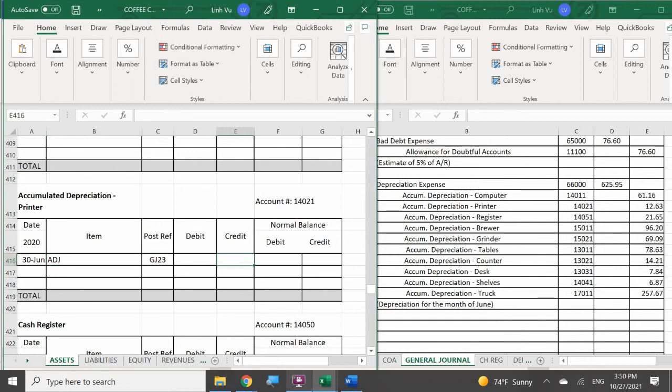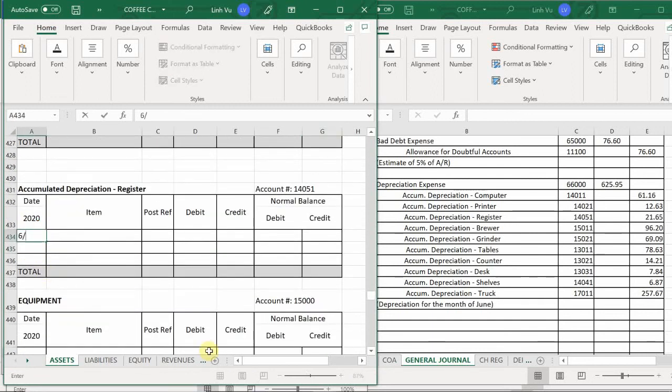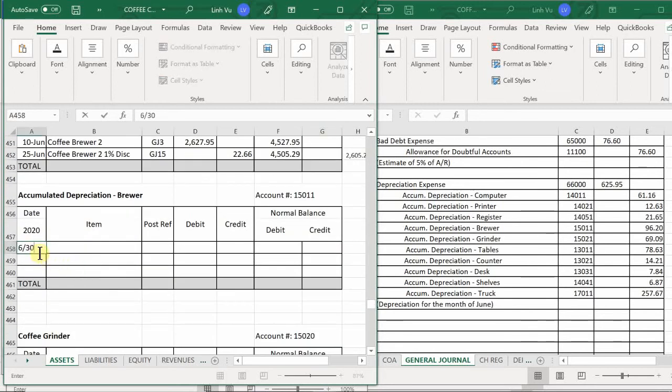It is 1263. So wait to see. It is 2165. Okay, we have the grinder. $23.